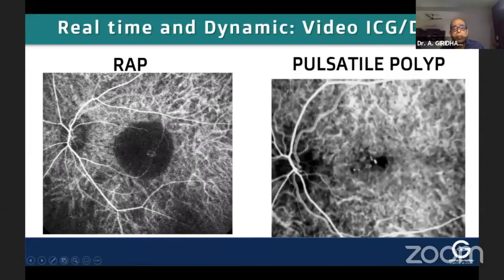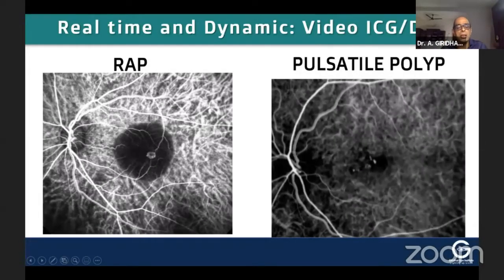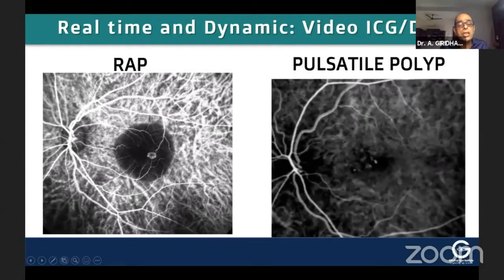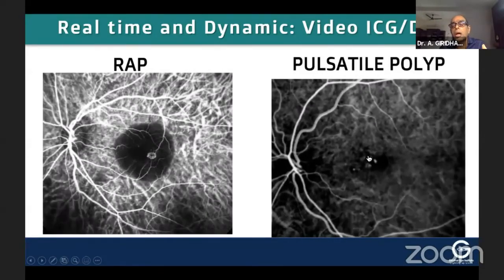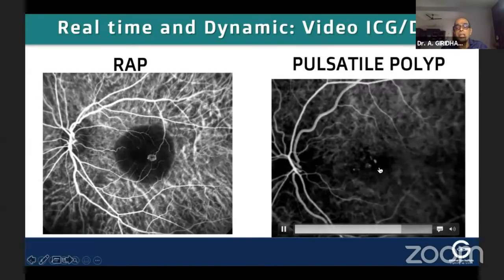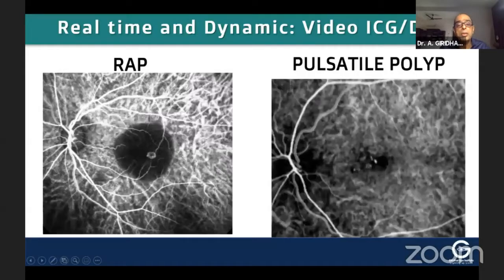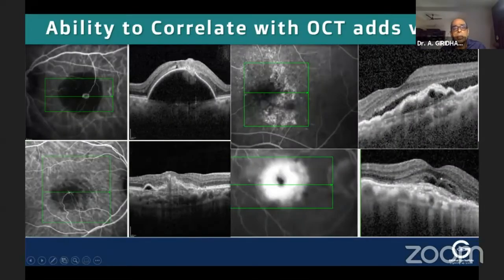The real-time and video imaging demonstrates very clearly, beautifully, the vascular anastomosis or pulsatile polyps, which is very important to detect because that can lead to a large hemorrhage if you are very aggressive in treatment. And finally, the ability to correlate with OCT. Even today, the diagnostic criteria of specific lesions as far as wet AMD is concerned is based on angiogram and OCT.